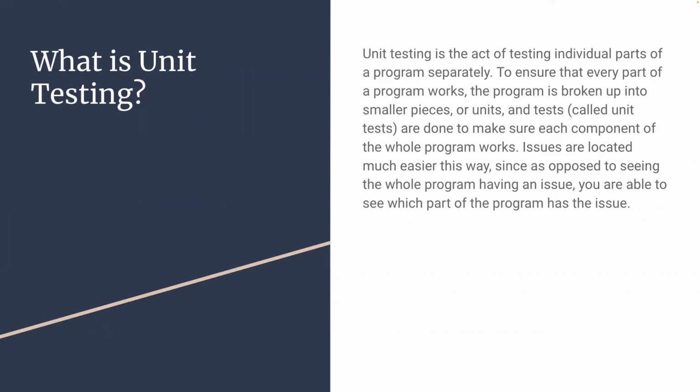Unit testing is the act of testing individual parts of a program separately. To ensure that every part of a program works, the program is broken up into smaller pieces, or units as they're called. And tests that we call unit tests are done to make sure that each component of the whole program works. And doing this ensures that issues are located much more easily, since you are able to see which part of the program has the issue, as opposed to seeing the entire program having an issue somewhere.